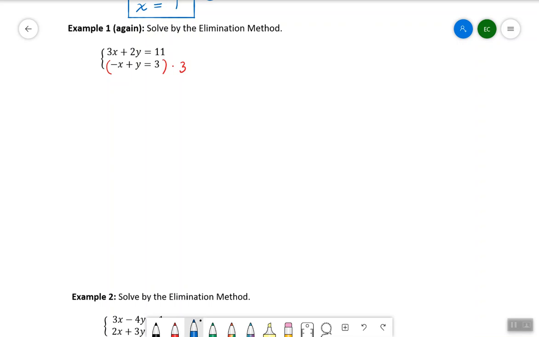If we do that, when we multiply by 3 in the second equation, that's multiplying both sides of the equation by 3, we get negative 3x plus 3y equals 9. And then the first equation is 3x plus 2y equals 11. So we'll just bring it down. And now, if we add the two equations together, negative 3x plus 3x cancels just like we wanted. And we're left with 5y is equal to 20.